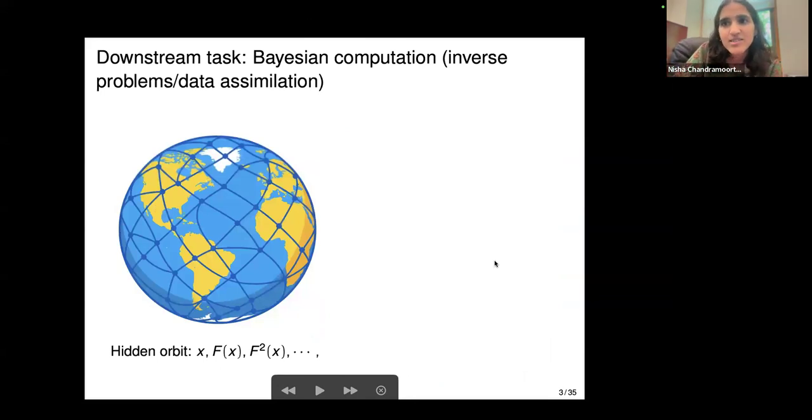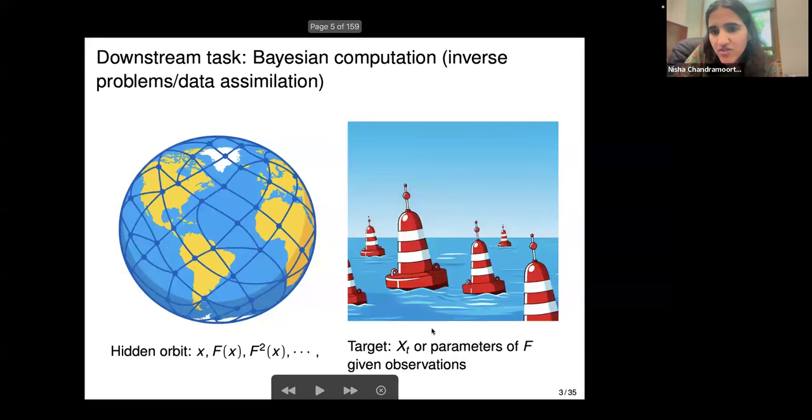Before we ask these questions, I just want to say that there are many instances where we want to sample from measures like this. This is not a contrived setting. For example, if we have some physical problem, here I'm using a geophysical problem as an example. Let's say you have some climate model whose orbits or trajectories are described by x, f of x, f applied 2 times on x, and so on. This is not really visible to us, or there's some imperfect model that we would like to correct. And we make some observations, which could be low dimensional, about the state.